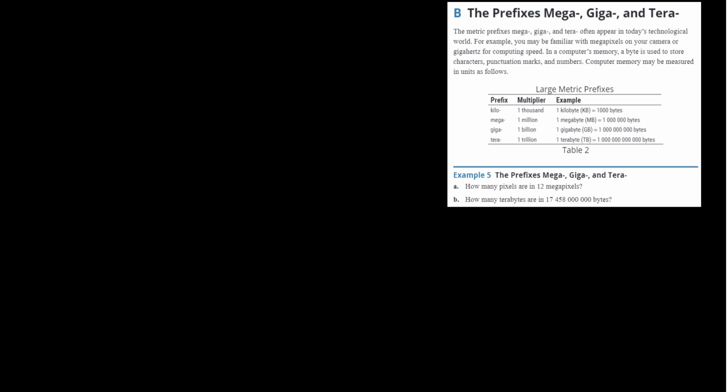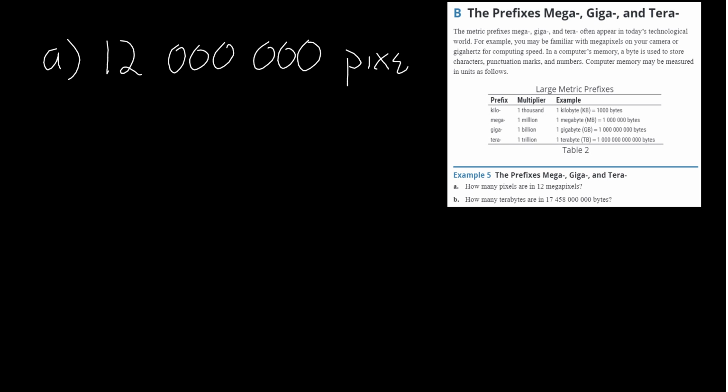A, how many pixels are in 12 megapixels? Well, if mega is 1,000,000 and there are 12 megapixels, then there would obviously be 12 million pixels. So we would write 12 and then 0, 0, 0, 0, 0, 0, and then pixels. Notice how I didn't put the comma there. That's because we are now in metric.